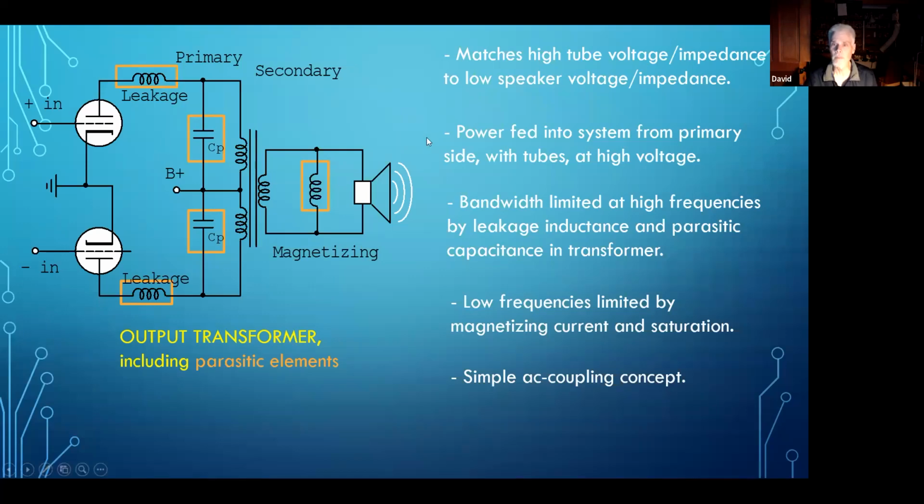So in this system, the power is fed in from the primary side with the tubes at high voltage. You've got your B+ feeding your center tap, and so the tubes get their voltage from that. The bandwidth is limited at high frequencies by the leakage inductance that I've shown and parasitic capacitance in the transformer. The low frequencies are limited by the magnetizing current here and saturation. This is a simple AC coupling concept.